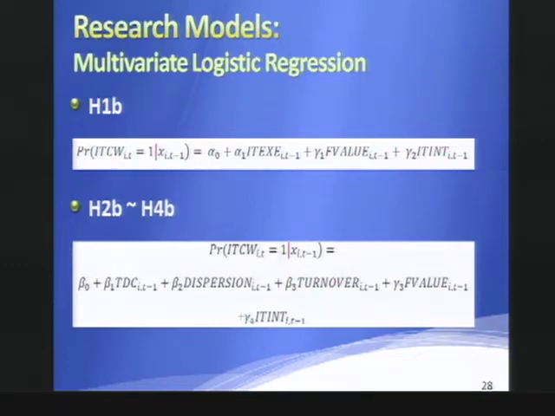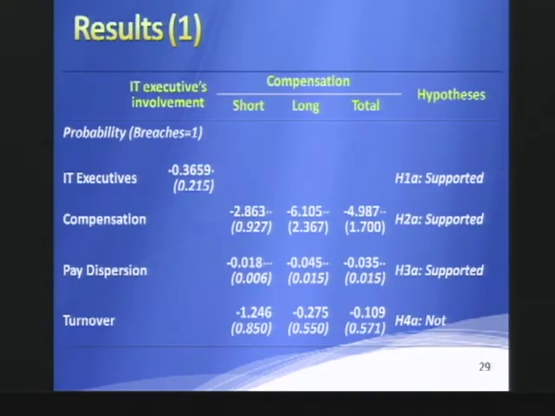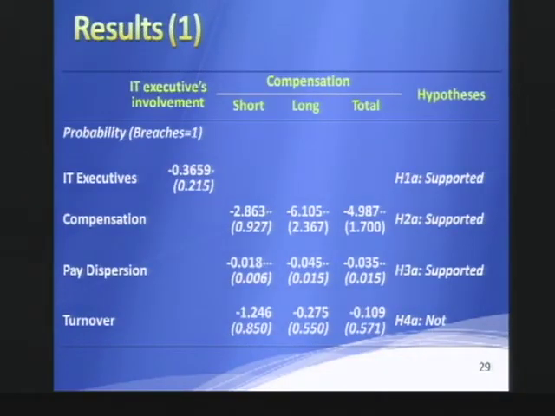Okay, so I ran these models and got this result. In terms of the possibility of information security breaches, the research model supports 3 hypotheses, but it failed to support the last hypothesis about turnover. Here, the IT executive environment has a negative coefficient, minus 0.36, and it is significant. So it means the IT executive environment leads to a reduction in information security breaches.